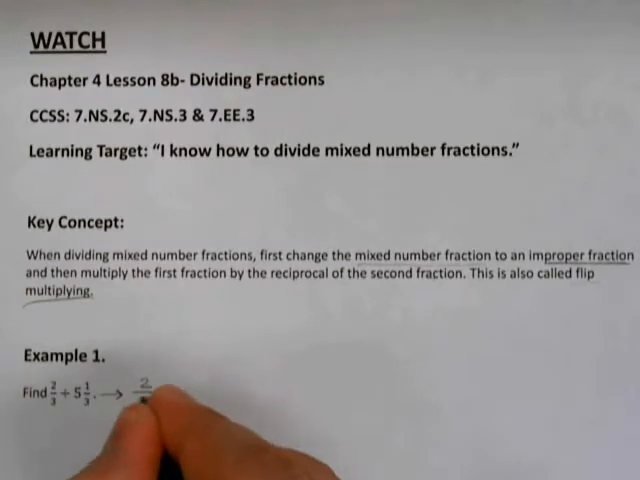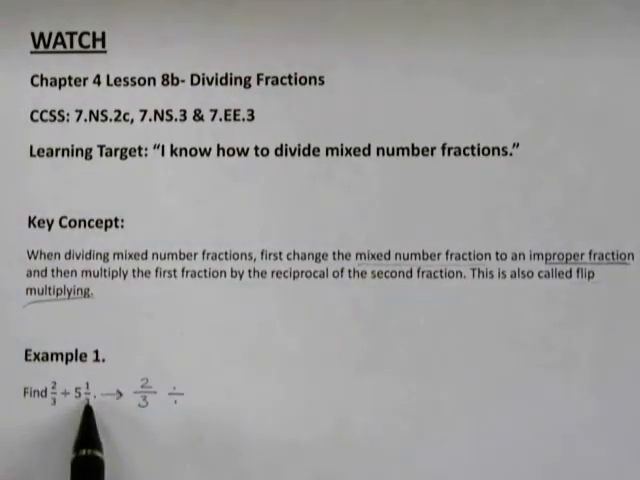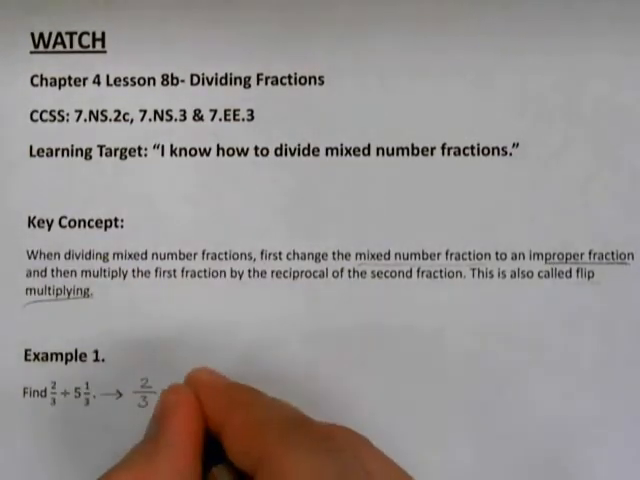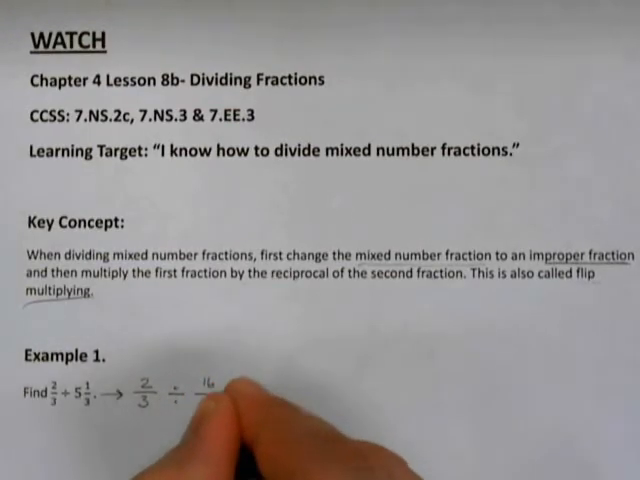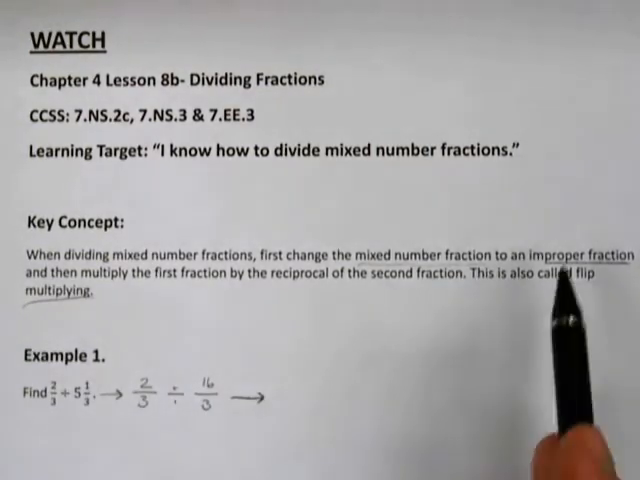So I have 2/3, and I have to divide that by 5 and 1/3. If I want to change this to an improper fraction, I'm going to go 3 times 5 is 15, plus the 1 is 16. So we're dividing by 16 thirds. Okay, so now we have to do the second step.